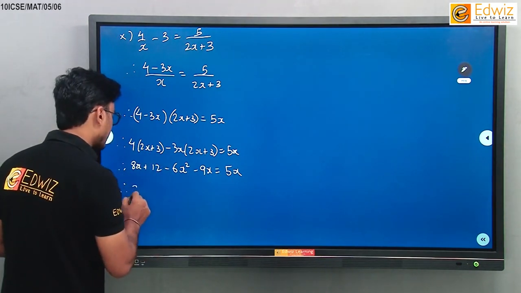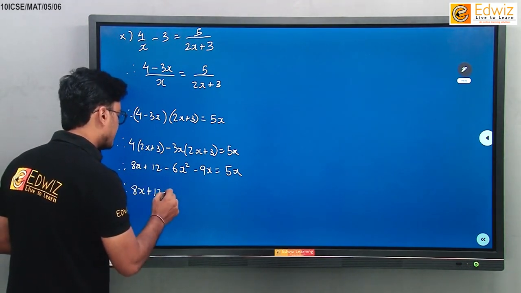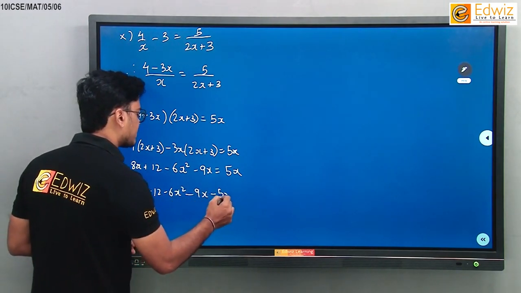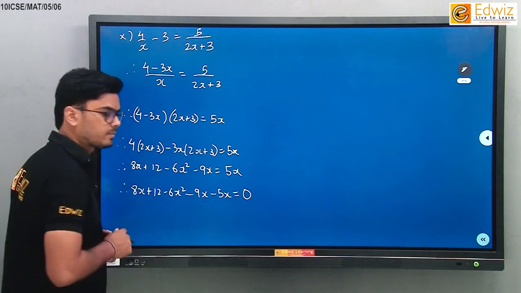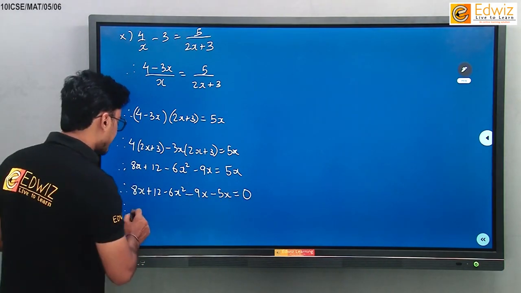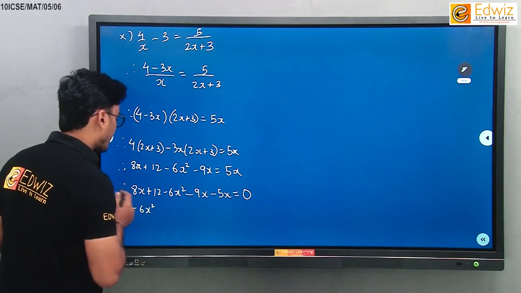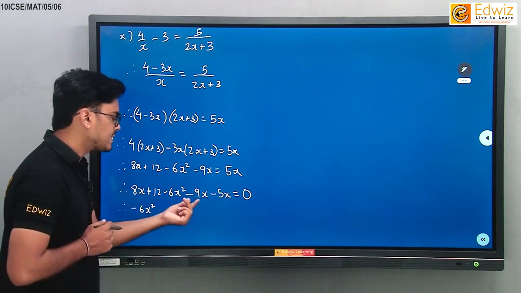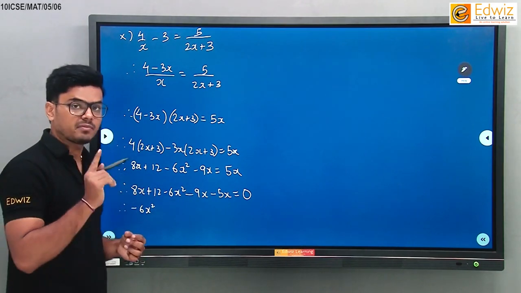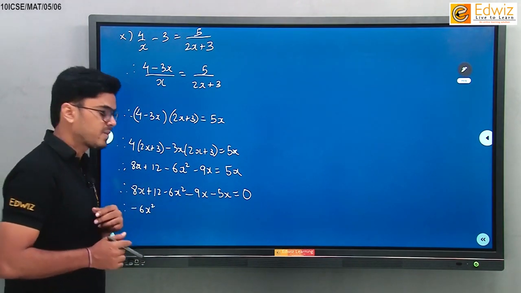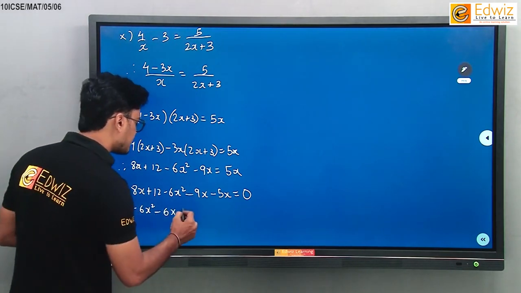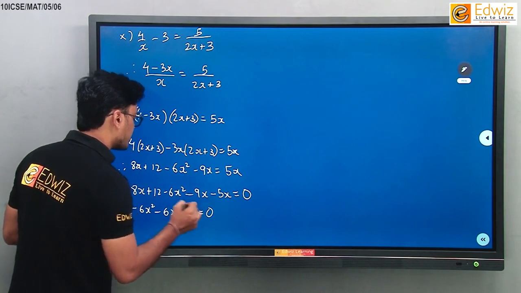Here you will get 8x plus 12 minus 6x square minus 9x minus 5x equal to 0. Correct? Now, here minus 6x square will be the first term. 8x minus 9x minus 5x. So 8x minus 9x is minus 1x. Minus 1x minus 5x is minus 6x. And plus 12 equal to 0.